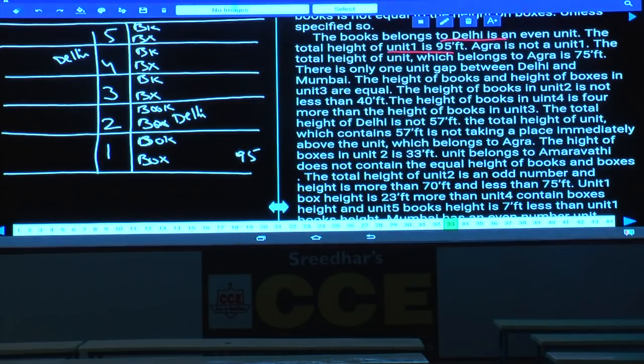Agra is not unit 1. Agra cannot be at this place. This is 95, and Agra cannot be at this place. 95 is one number we have.